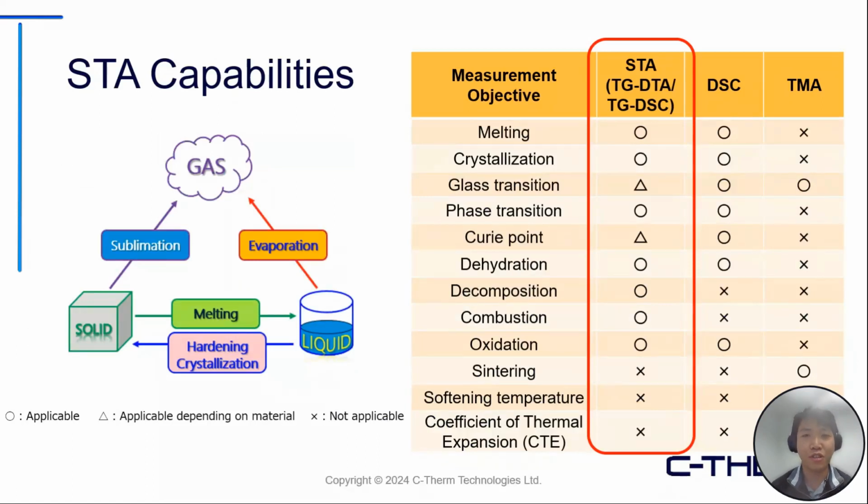If you'd like a quick overlook on the properties that STA can measure, here we have STA, DSC, and TMA, which are three common thermal analysis techniques that Rigaku provides. And as you can see, STA covers a very broad range of thermal properties that the material may have. So STA allows for a very broad characterization of a sample, while DSC and TMA are more focused on specific types of thermochemical properties.